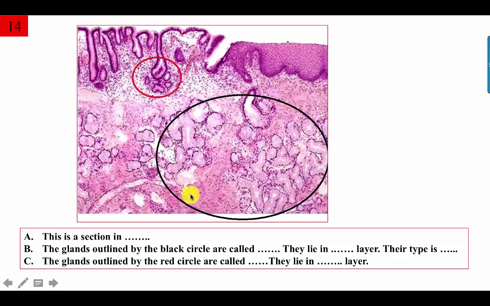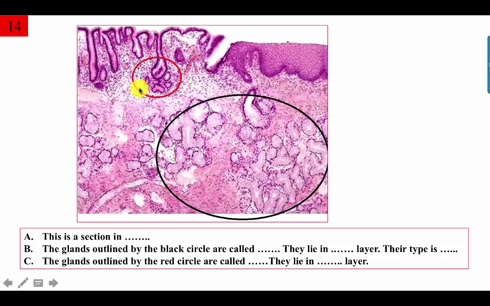The section is in the gastroesophageal junction, stomach and esophagus. The glands outlined by the black circle are called the esophageal mucous glands. They lie in the submucosa. Their type is compound tubuloalveolar. You should mention mucous: mucous compound tubuloalveolar. It is mucous as regards the type of the secretion, and compound tubuloalveolar as regards the shape of the secretory part and the branching duct.